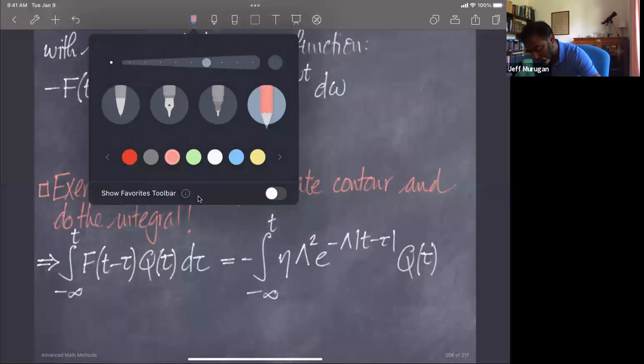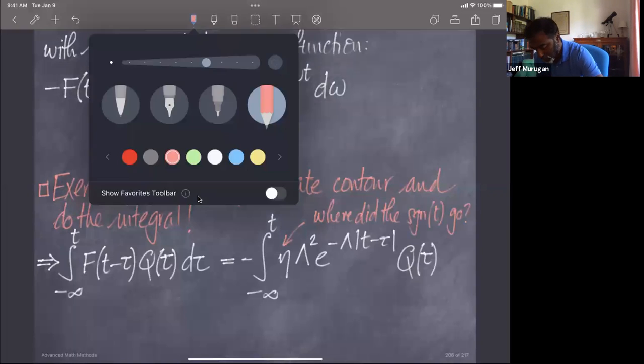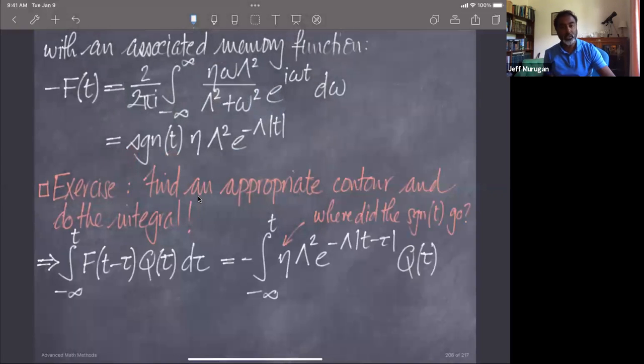And I have a question for you, which is, where did the factor of sine of tau go? Sine of t go? I'd like you to think about that in carrying out this integral.